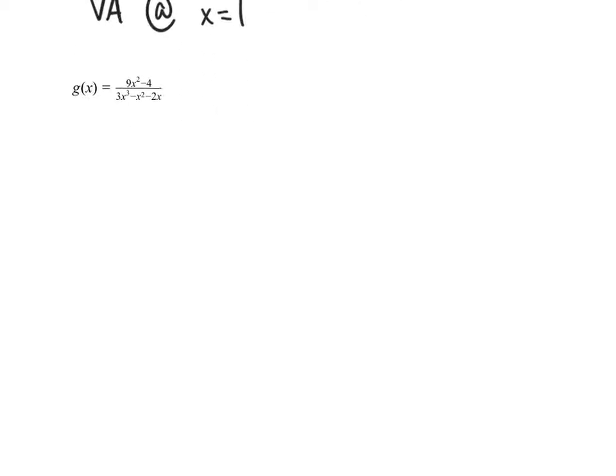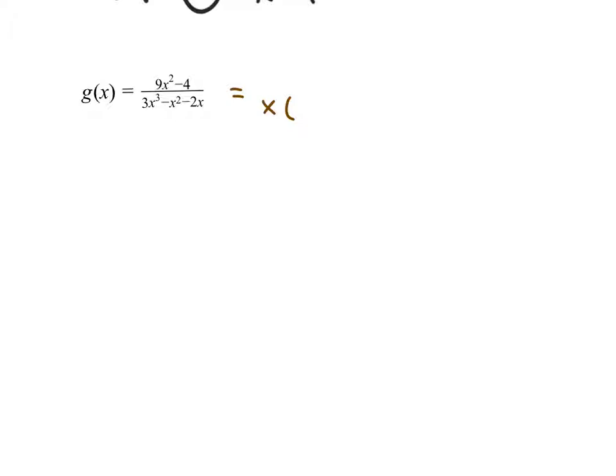Let's look at this second one down here, a little trickier factorization. So the denominator, the first thing I see is there is an x. So I would take the x out, just factoring that out. That'll make it 3x squared minus 2, and I'm sure we can factor that more as we go.